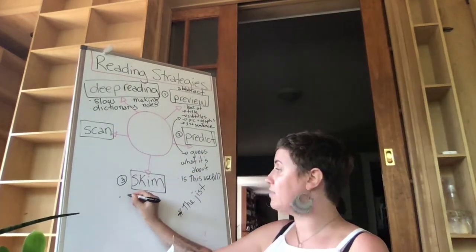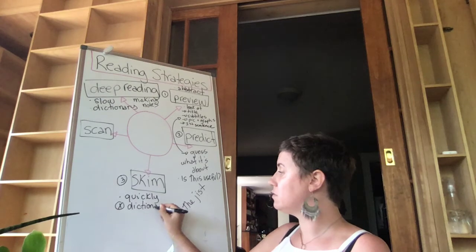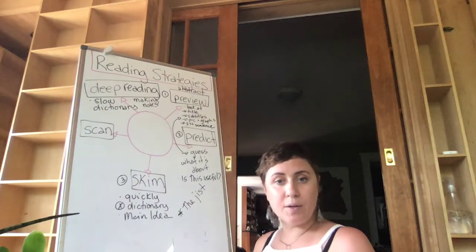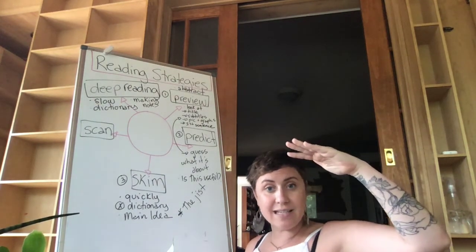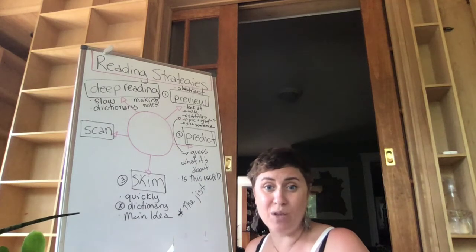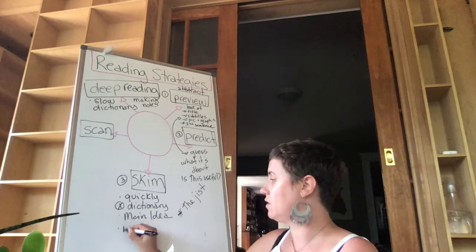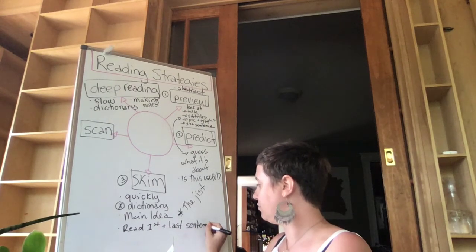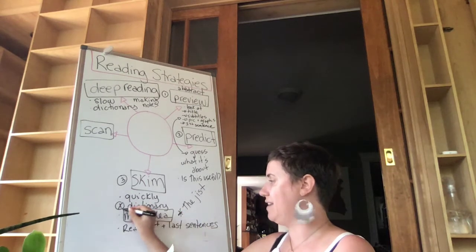Skimming is a skill where you read very quickly, don't use a dictionary, and you're looking for the main idea. We learned some strategies in level 7 and 8 where you can read the first sentence of every paragraph and the last sentence of every paragraph, and that will generally give you the main idea of the whole article and the main idea of each paragraph. So read first plus last sentences. And this is all to get you the main idea.